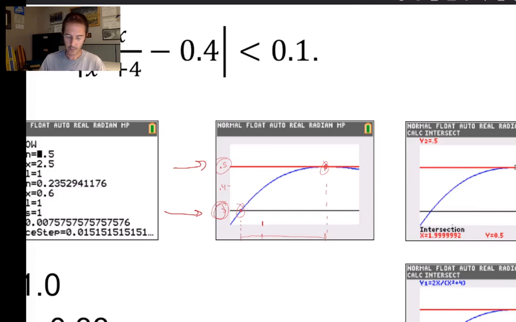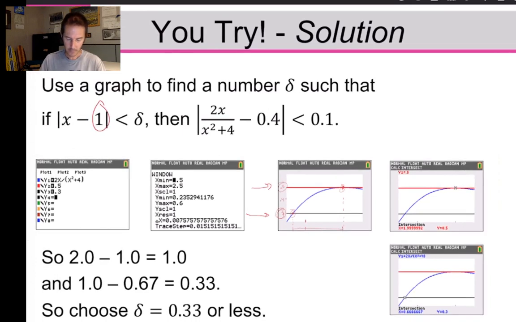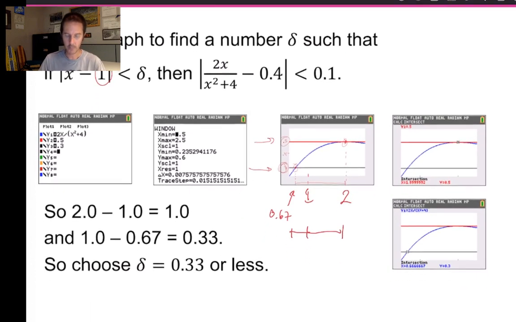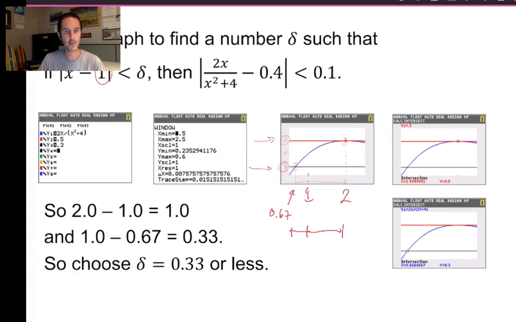Right, and then once you have those x values, in this case, the x values that we discovered are 2, and this is 1, and then this other x value that we found was 0.67, or 2/3. So the difference from here to here is 0.33, and the difference from here to here is 1. The 1 is too big, so we're going to keep the 0.33 and set that equal to our delta value. It's that easy.